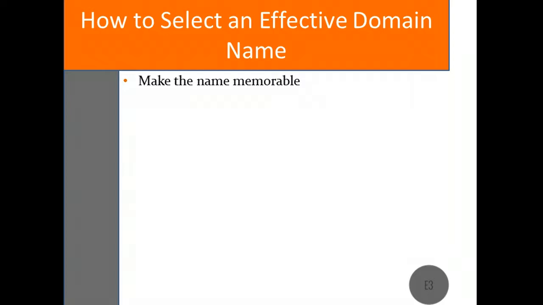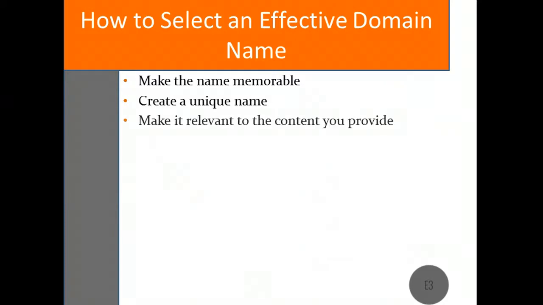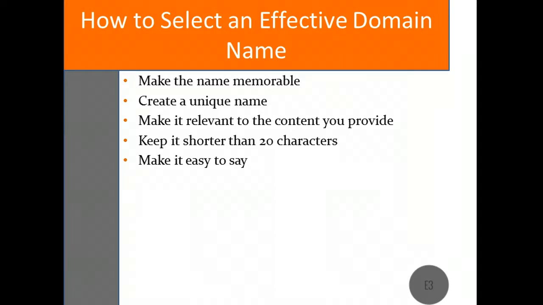You should also choose a name that is unique. This will help to differentiate your site from other sites that offer similar content. You should also try and make the name relevant to your content. Don't choose names that may be misleading or confusing to potential viewers. Try and keep your domain name short. 20 characters or less is ideal. This makes your site easier to remember. Also, make your name easy to convey by word of mouth. This way you don't lose potential traffic because someone misunderstood how your site name was supposed to be spelled.